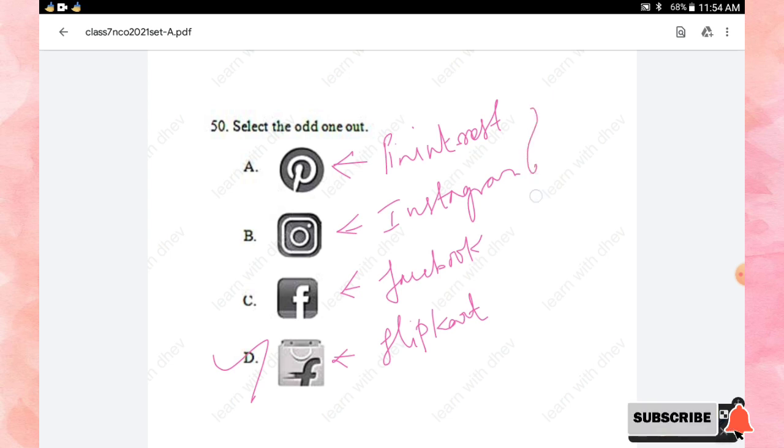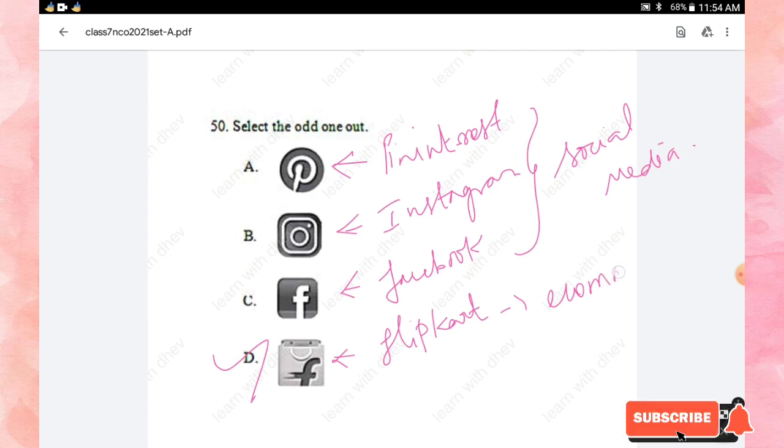So these three are social media applications, whereas Flipkart is an e-commerce website or app. It's an e-commerce website, right? So which is the odd one out here? It's Flipkart. Flipkart icon is the odd one out.